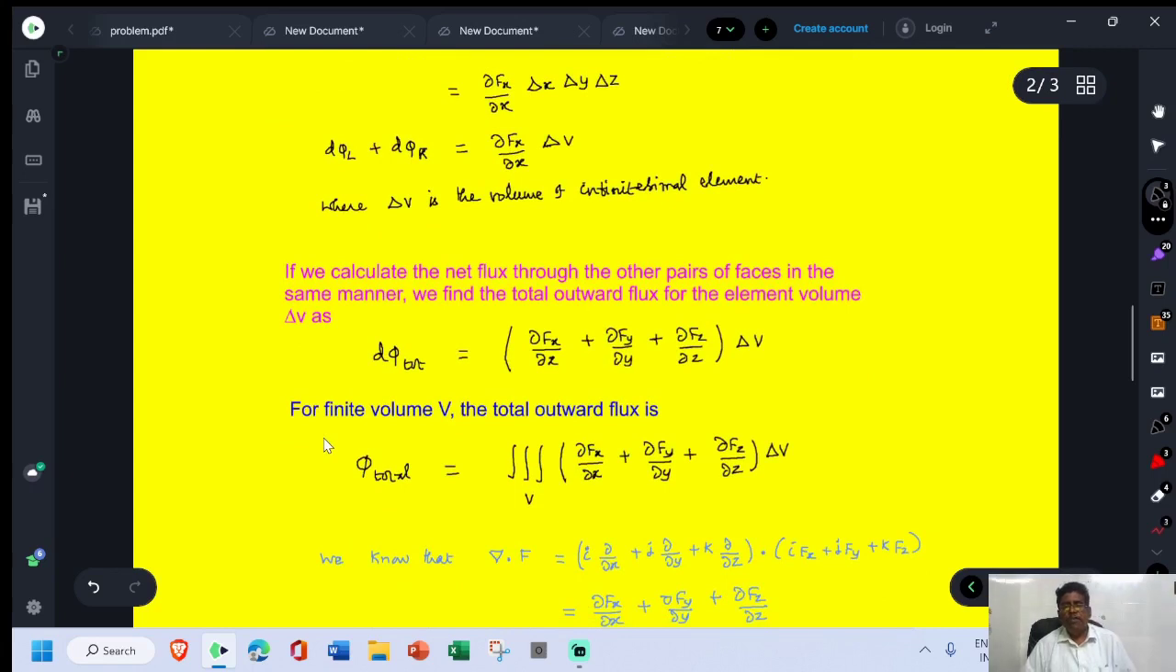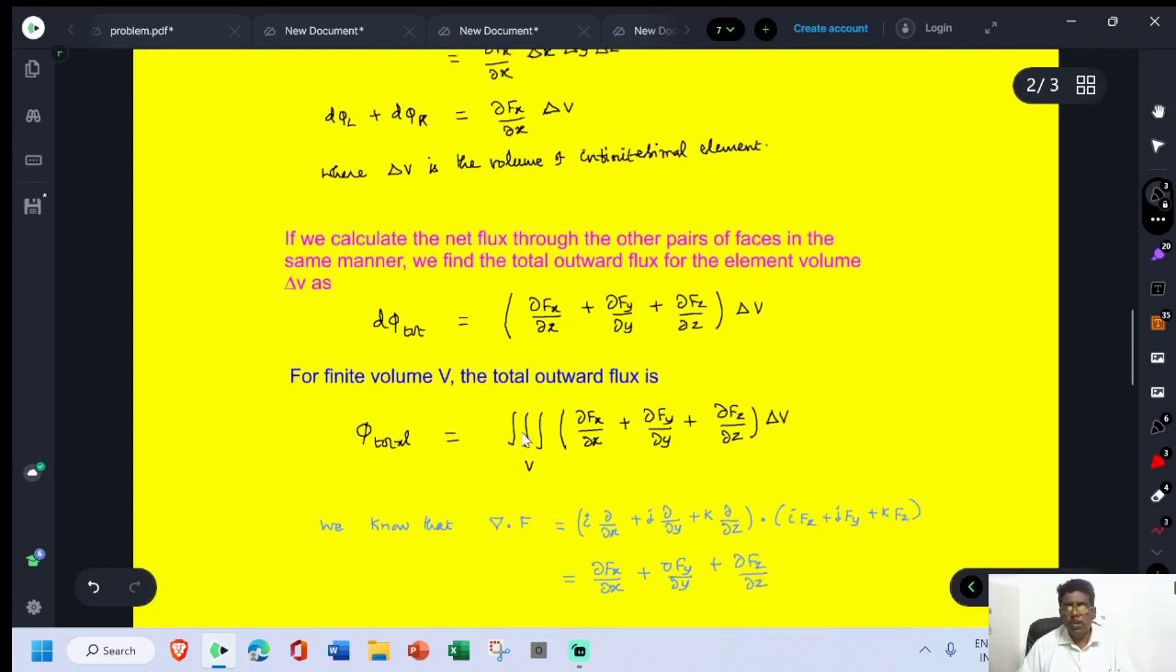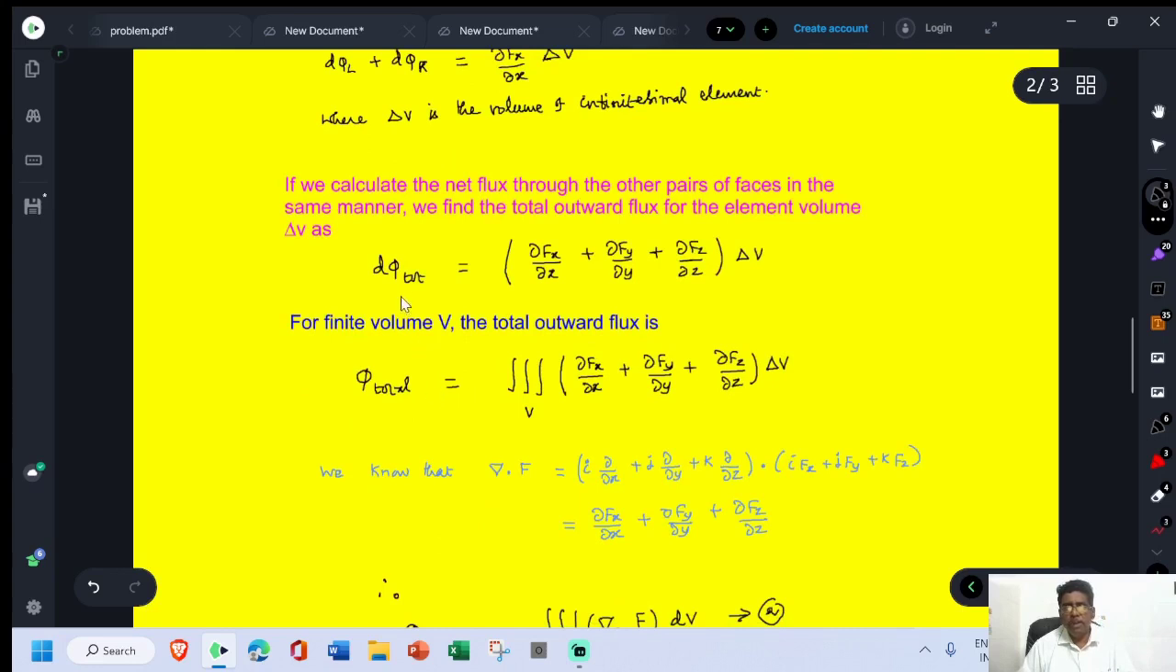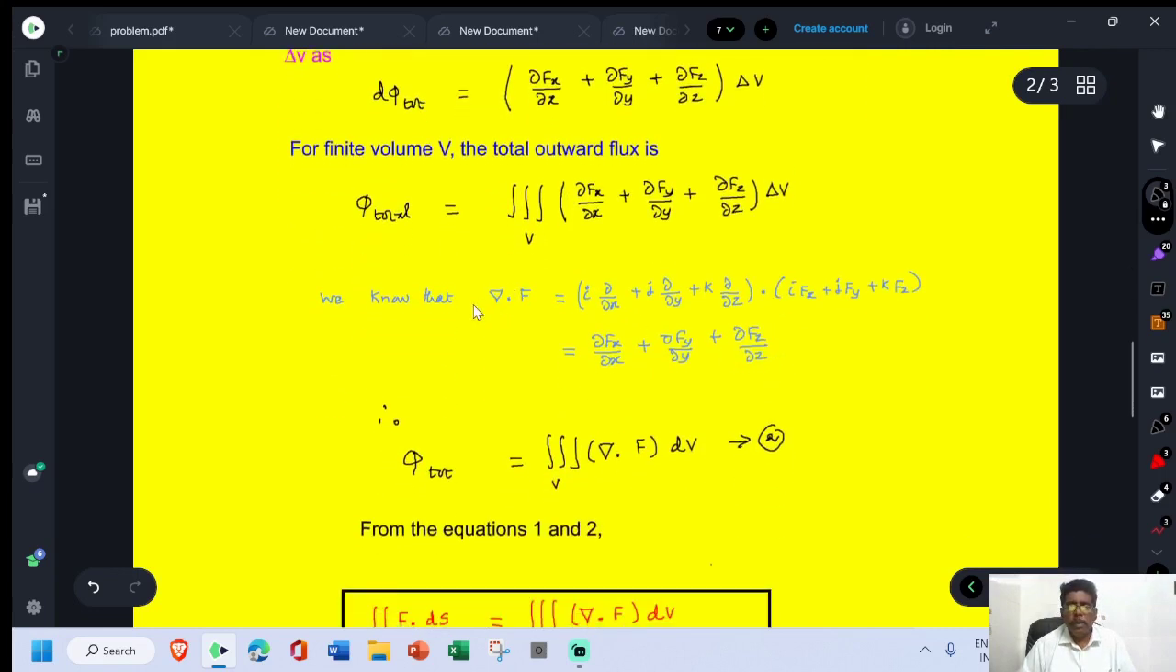Now, for a finite volume V, the total outward flux, here we have taken an infinitesimal volume. If you integrate this, we may get it for the total volume. For a finite volume V, the total outward flux is the integral of this. Integral of d pi is pi. Just take the integral. Triple integral of dou fx by dou x plus dou fy by dou y plus dou fz by dou z into dV. Here, del dot F is our operator.